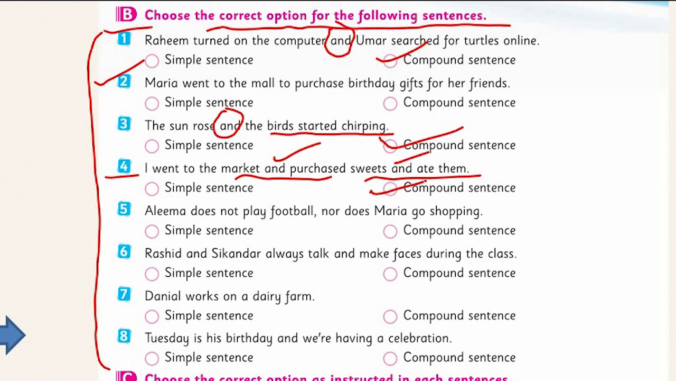Look at the fifth one. Alima does not play, nor does Maria go shopping. So we have a comma here and nor here, so we have a coordinating conjunction here. So it is a compound sentence again. Do these sentences 6, 7, and 8 by yourself.